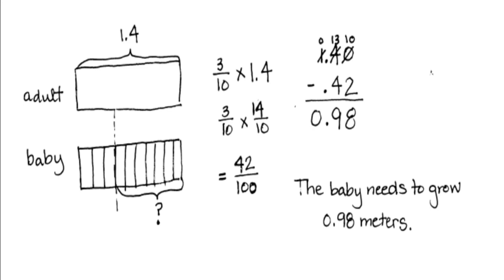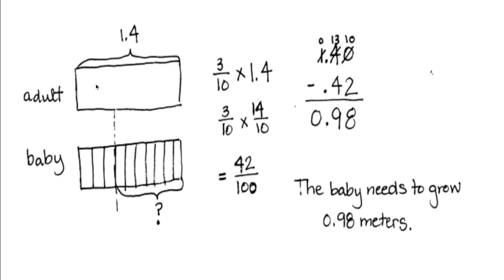So what we learned from the problem is that we have two gorillas. We have an adult gorilla that is 1 4/10 meters tall. We have a baby gorilla that is 3/10 as tall as the adult female gorilla. Okay, so these models represent just that.